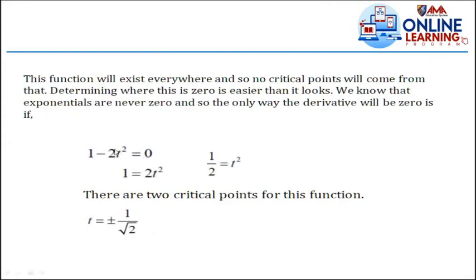So 1 is equal to, transposing, 2t squared, or 1 half is equal to t squared. So there are two critical points for this function. T will be plus or minus 1 over the square root of 2. So that's our critical point. That's the way we look for the critical points of a given function.